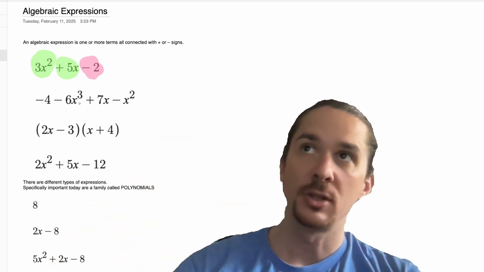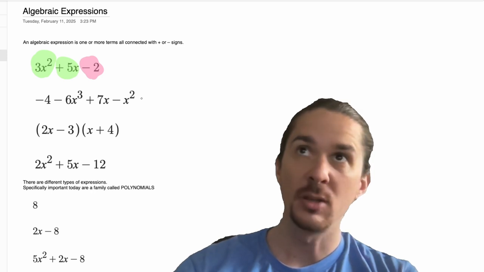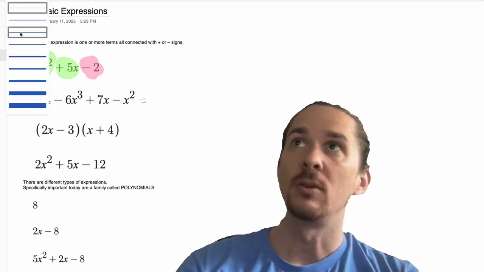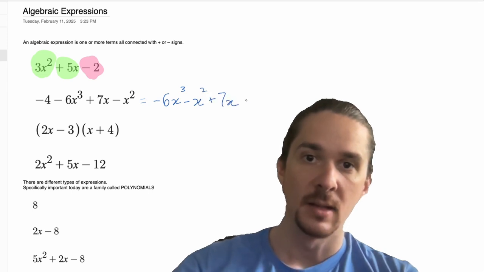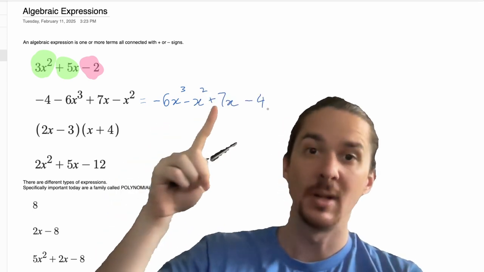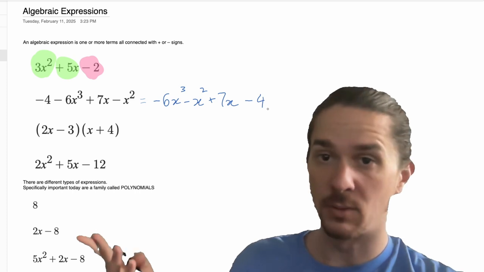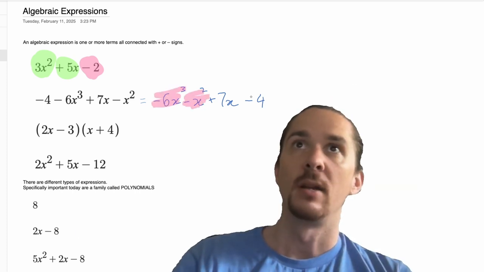So if you got a question with an expression like this, the first thing you would do is rewrite it. You would say, okay, this is going to be negative 6x cubed minus x squared plus 7x minus 4. Right? So we have the power of 3, then the power of 2, this is the power of 1, and this one, there's nothing there, we could say it's a power of 0. We have 3 negative terms and 1 positive term.